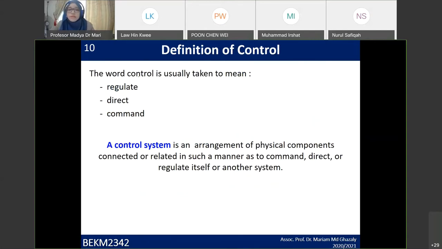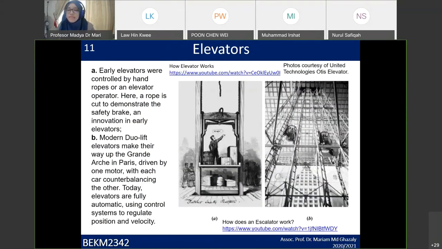The definition of control: the word control is usually taken to mean to regulate, to direct, or to command. Everything is to force the system to follow whatever reference you need. So a control system is an arrangement of physical components connected or related in such a manner as to command, direct, or regulate itself or another system. Let's look at this example, an elevator. You can read this. This one shows the elevator back in the 80s, 90s.